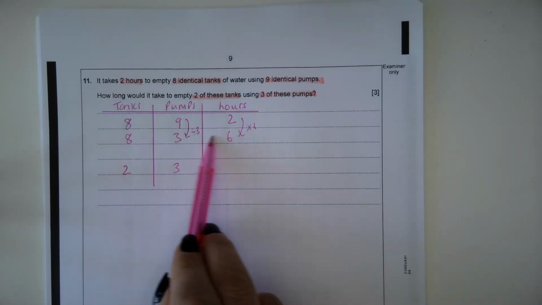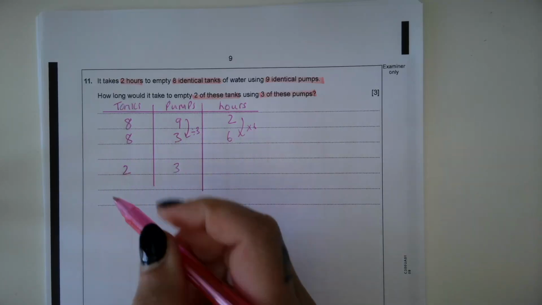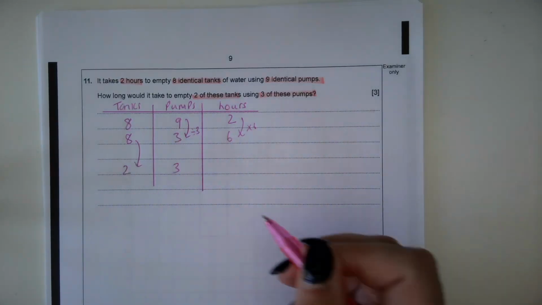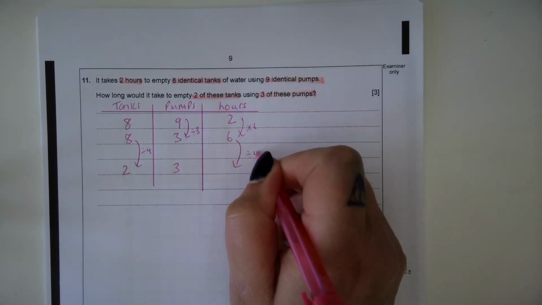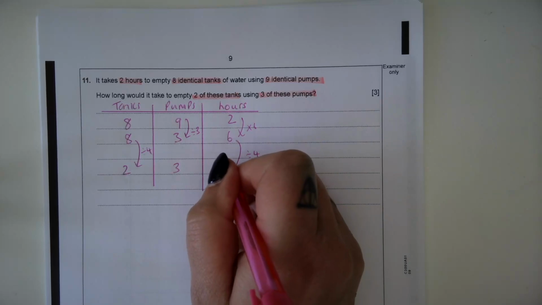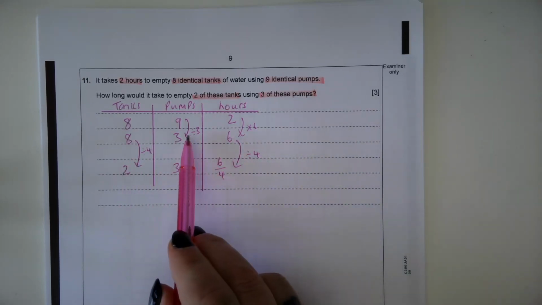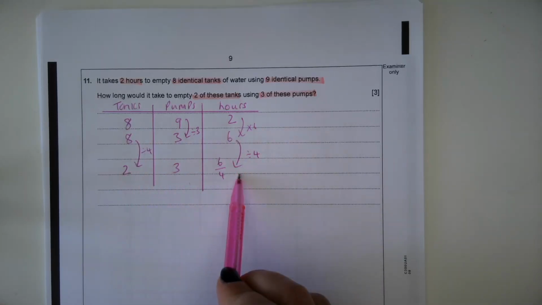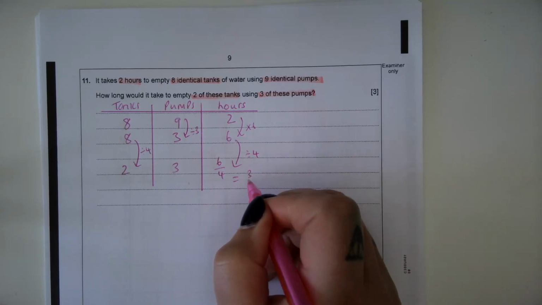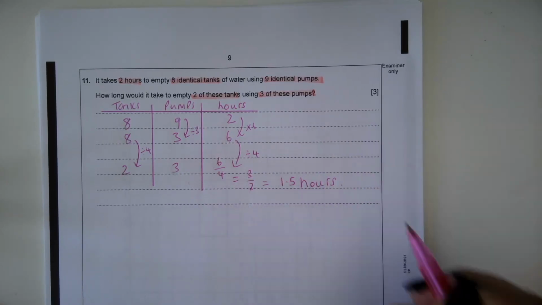But now that we've got this proportional relationship, it would take the 3 of them 6 hours to do 8, but we're aiming for 2, so we would divide by 4. In this instance, we can divide by 4 on the time as well, because that relationship is directly proportional. The same amount of pumps, less time, less tanks, less time. So 6 over 4 is 3 over 2, which is 1.5 hours.